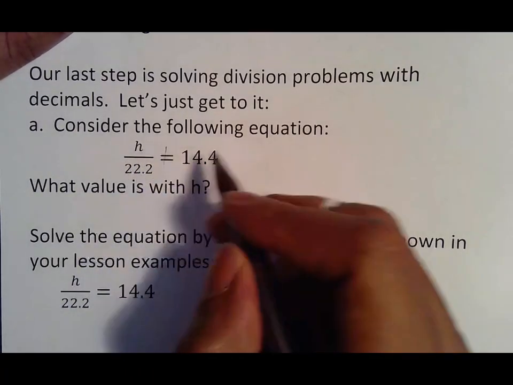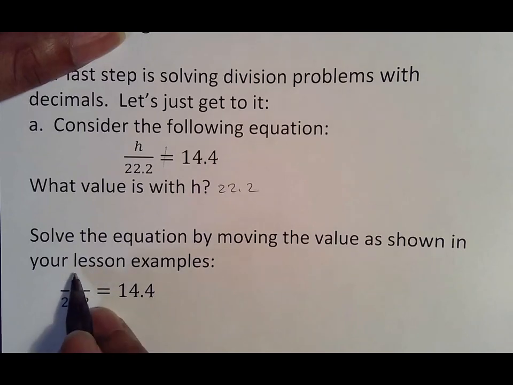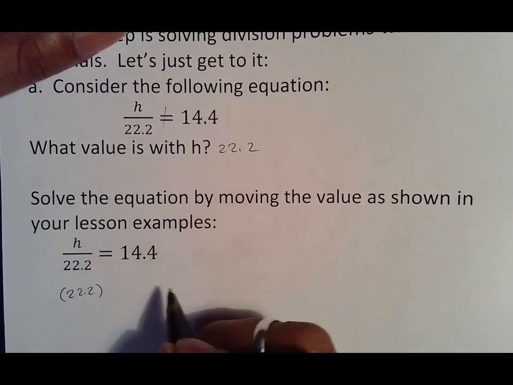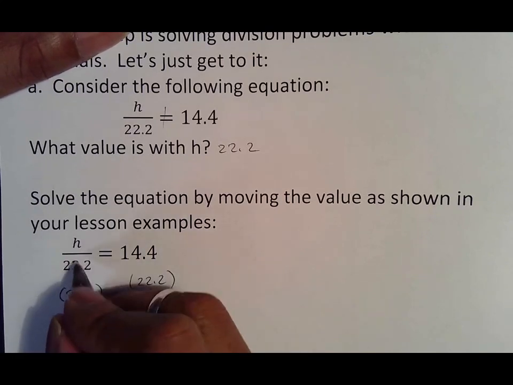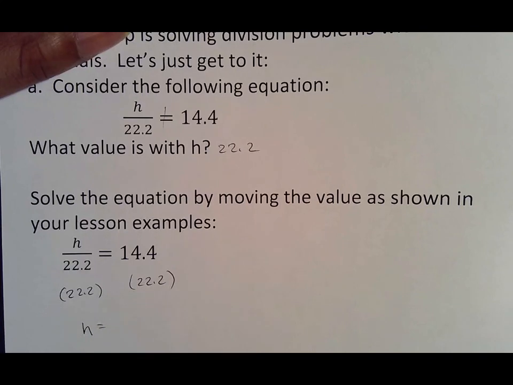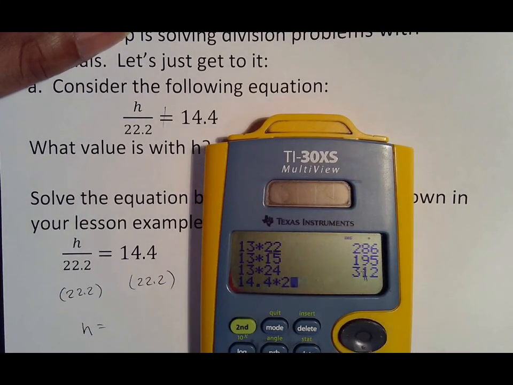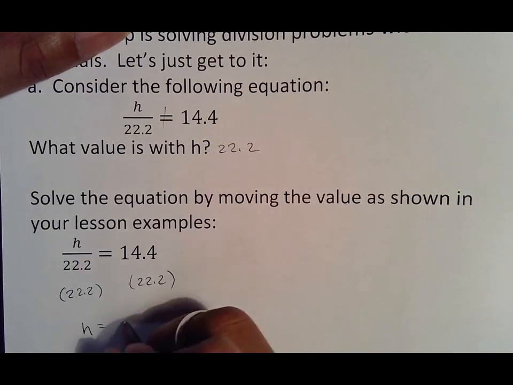But anyway, the value with h is 22.2. How do you move this 22.2? If it's h divided by 22.2, I multiply by 22.2 on both sides. That goes away, leaving just h. Giving me 319.68. And yes, write the whole number.